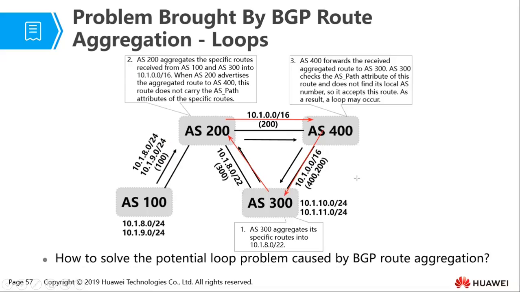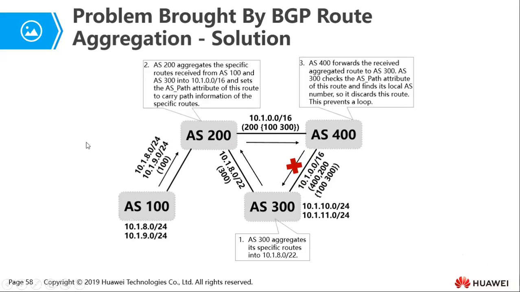Why? Because it will check the AS path. It only has 200 and 400. So mine is not there, so I'm going to accept this route. But this route is part of what came here. And therefore, with that, a loop occurs. So how do we handle this scenario?